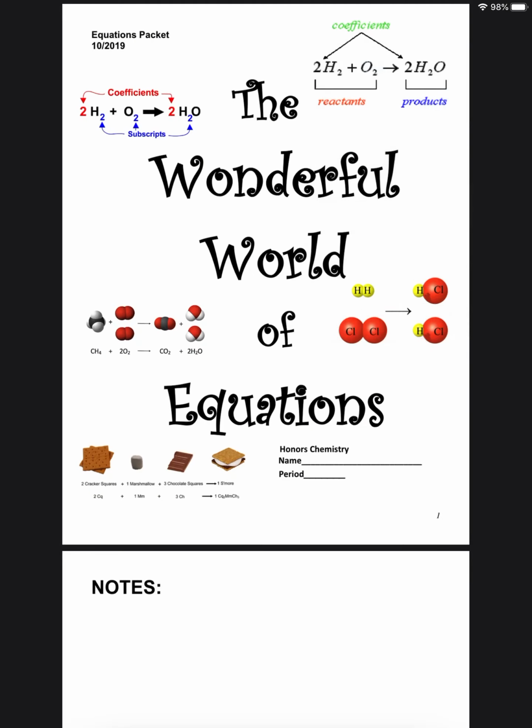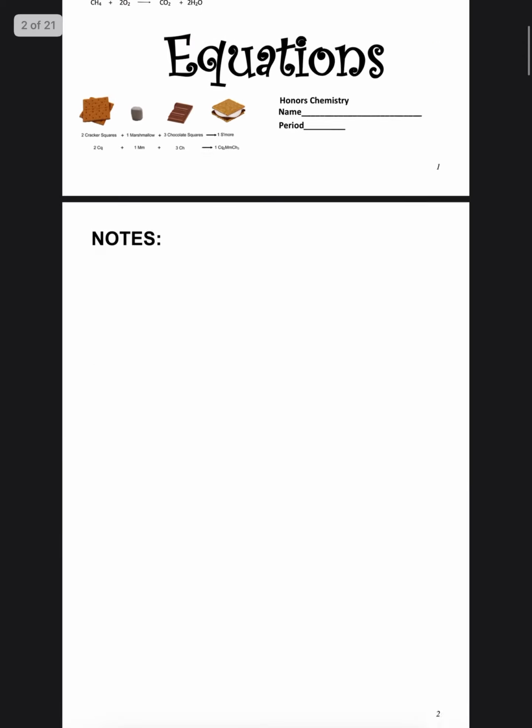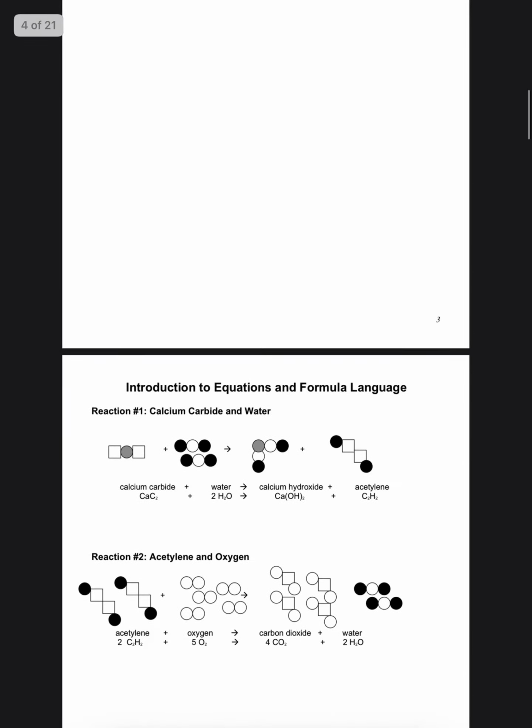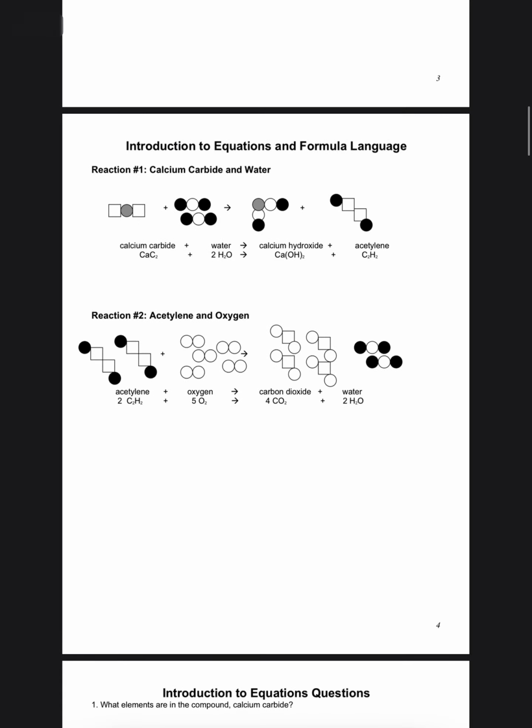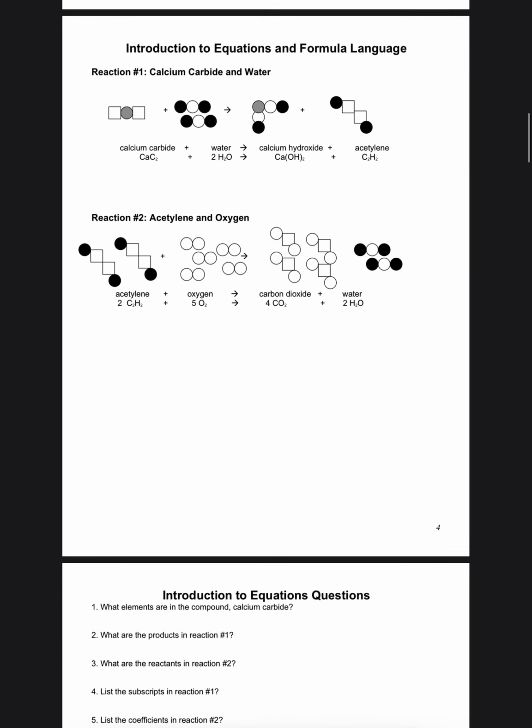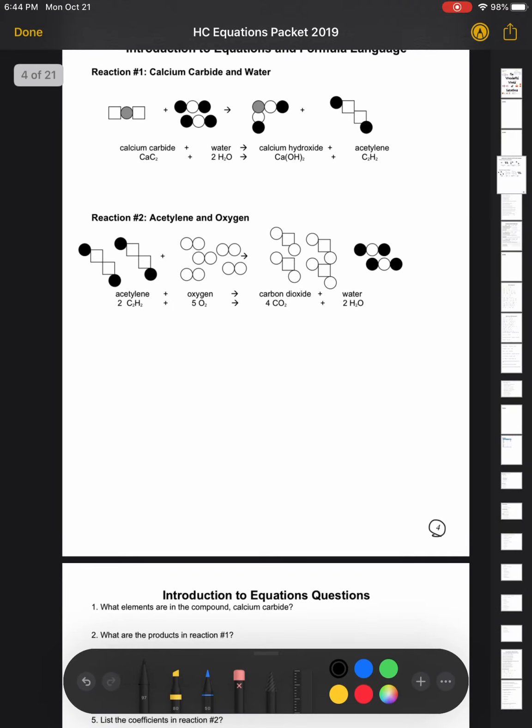So what we're going to be talking about here is a mixture of two things. The first of which is going to be just understanding equations and the language that's used for it. So if you look on page 4, we have on here some reactions. We have calcium carbide and water. We have acetylene and oxygen for reaction 2.